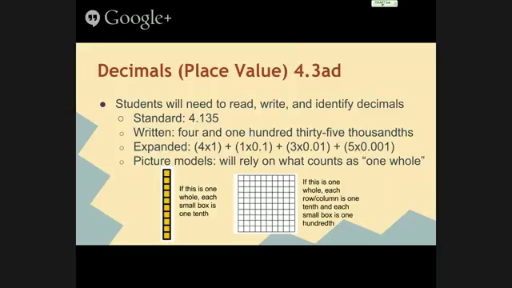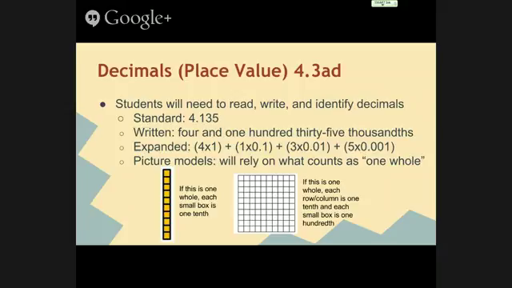So we see we have 4 ones, 1 tenth, 3 hundredths, and 5 thousandths. Like I said, they're going to see that a lot with whole numbers, and we'll talk on that the next time when we get to the whole numbers. They're not going to see that as much for decimals. The one that they will probably see most frequently is the picture models at the bottom.